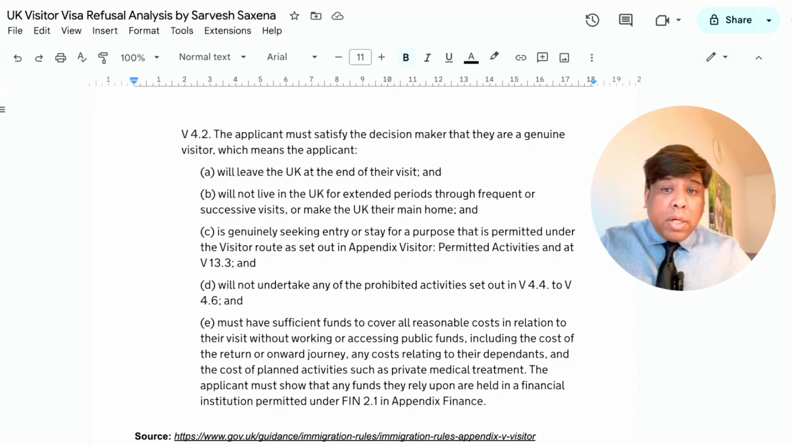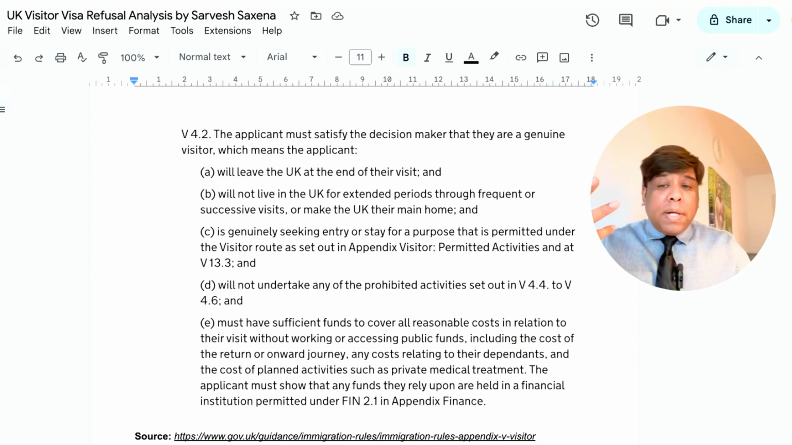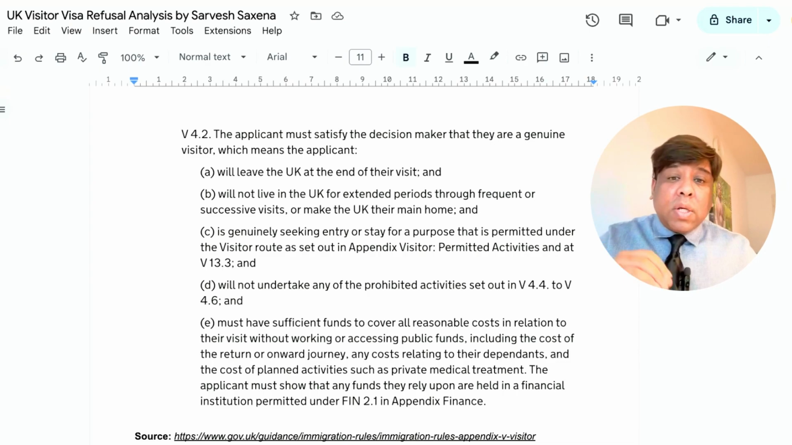Now you need to read through and provide the documentation that meets the grounds that, A, you're economically stable, you have ties to the country which will compel you to go back, and you will leave the UK at the end of the visit, and you will not make the UK your home through extended visits or by staying for a longer period, right? And you have sufficient funds to cover yourself.